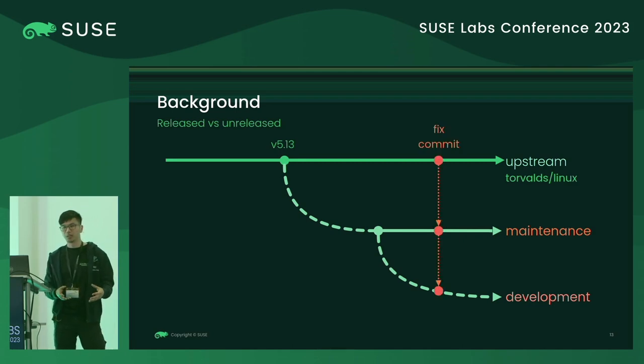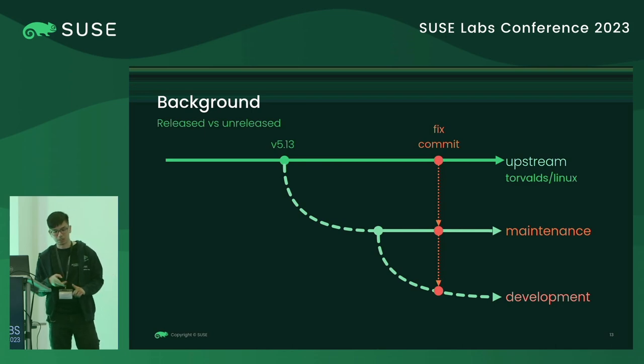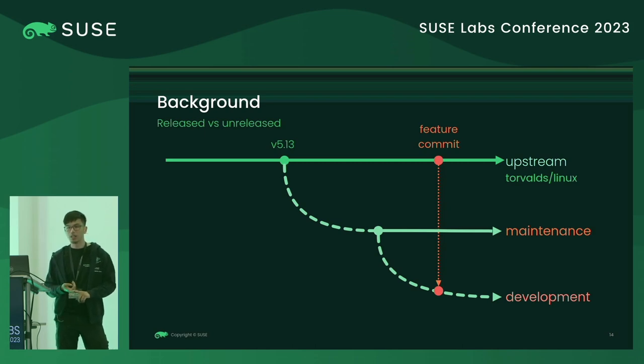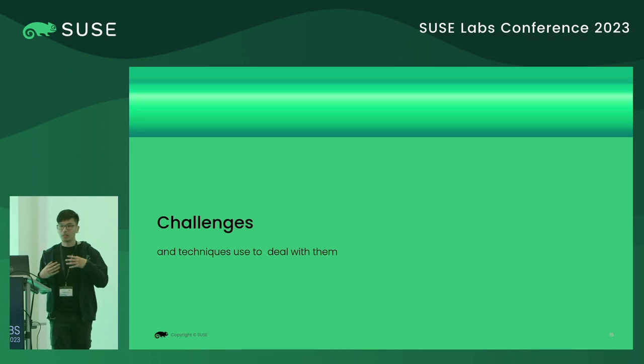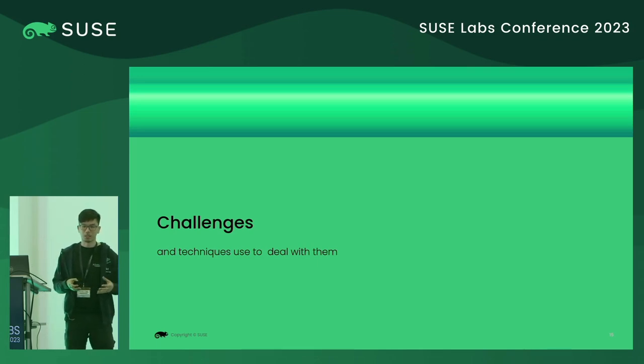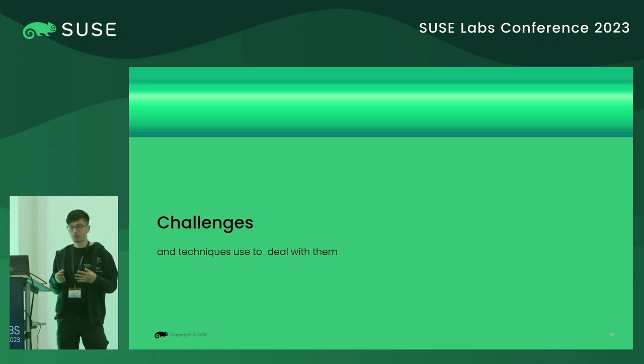For the fix commit, the answer is simple. We almost always want to have the fix applied, so we take it both in the maintenance branch and the development branch. However, for the feature commit, it's different. We usually just apply it to the development branch. The reason is stability and also KABI, which we'll be talking about later. With that background provided, we're now ready to talk about the challenges associated with backporting.